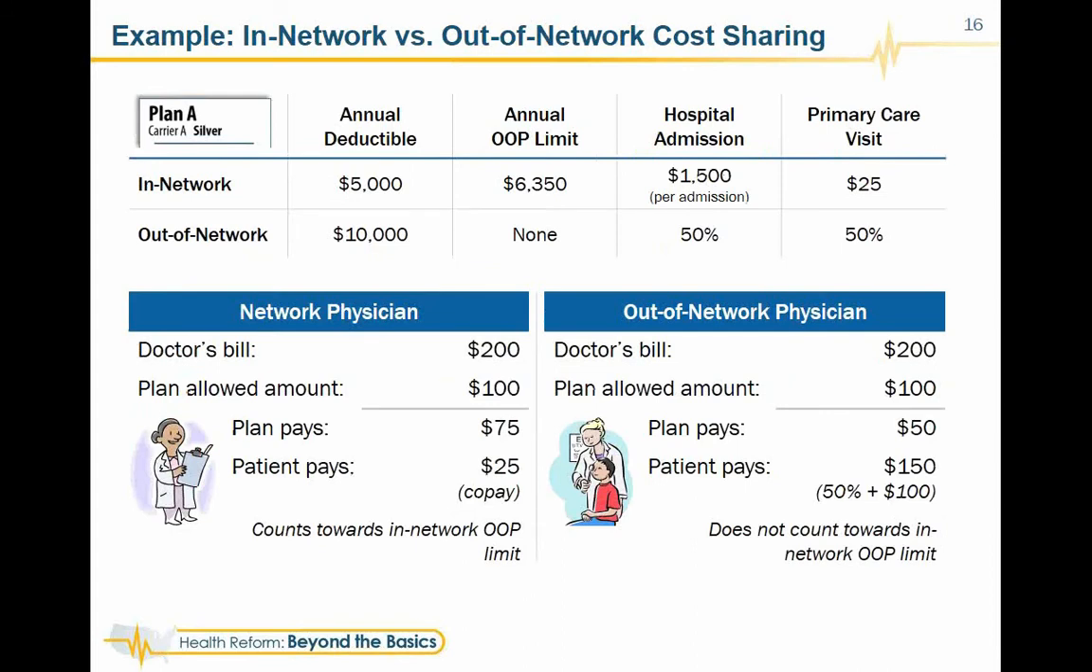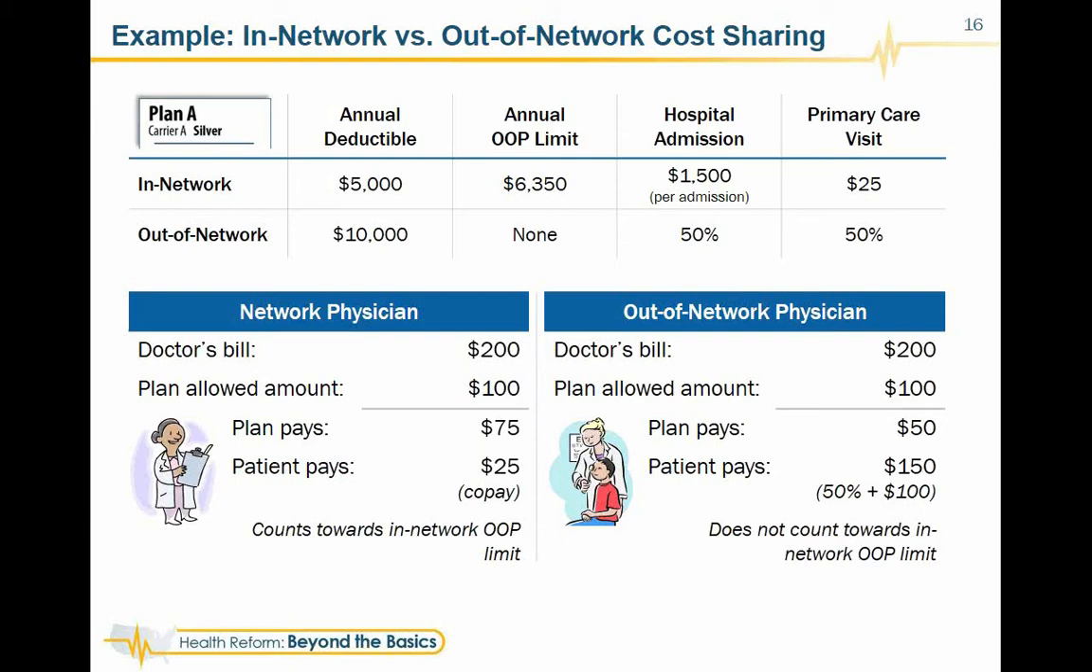And this is another example of how this actually works in practice, and it's meant to get at a couple of different issues that people face when they go out of network. Not only the fact that they may have higher cost sharing charges under their plan if they use out-of-network providers, but also that they could be experiencing what's called balance billing, which you'll see in this example. So under this plan, there's an in-network deductible of $5,000, an out-of-network deductible of $10,000, as you can see at the top.